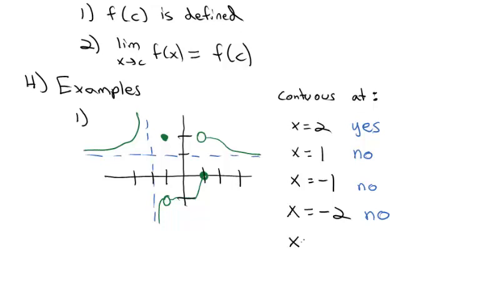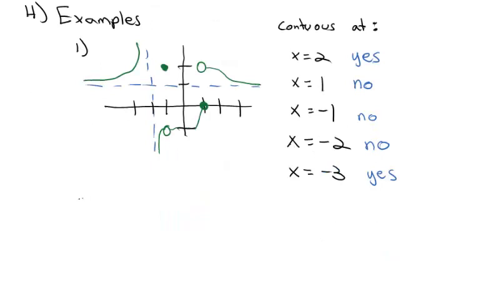Let's do one more. Let's look at x equals negative 3. So when x is negative 3, we hit this point on the graph. It is defined. And notice when we come in from the left, we go to the point. We come in from the right, we go to the point. Everything is satisfied. The limit comes in to the point. Yes, it is continuous at that point.